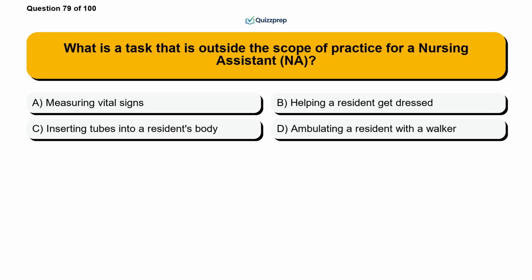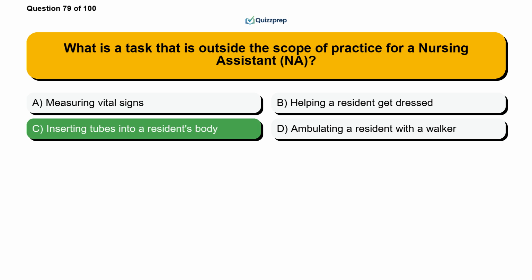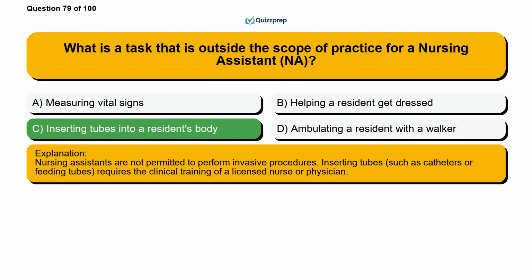Question 79. What is a task that is outside the scope of practice for a nursing assistant, NA? Option A, measuring vital signs. Option B, helping a resident get dressed. Option C, inserting tubes into a resident's body. Option D, ambulating a resident with a walker. The correct answer is option C, inserting tubes into a resident's body. Nursing assistants are not permitted to perform invasive procedures. Inserting tubes, such as catheters or feeding tubes, requires the clinical training of a licensed nurse or physician.